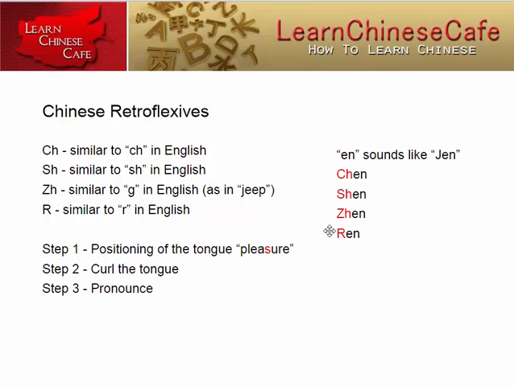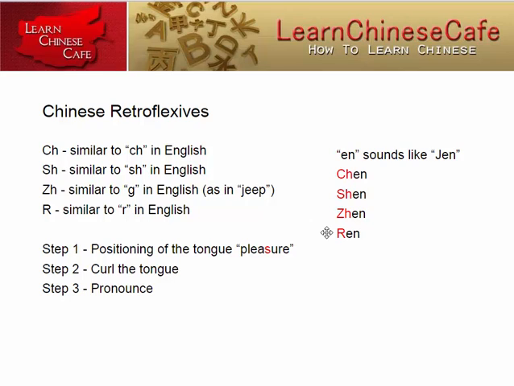So ren. I'm going to say this 3 times with my tongue curled. Ren, ren, ren. And now without my tongue curled. Ren, ren, ren. And then with the tongue curled again appropriately.